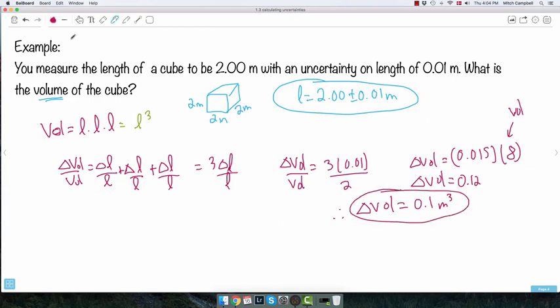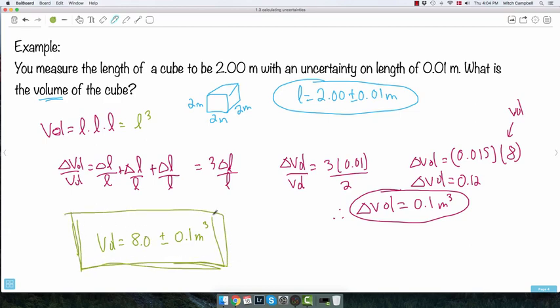So what do I do with that? I have my final answer. Now I'm ready. I can state that the volume is going to equal 8, because that's what L times L times L is, right? 2 times 2 times 2 is 8. And I know how many values after the decimal I'm allowed. Because my uncertainty is 0.1 meters cubed, I'm only allowed one after the decimal, so that means I know to force it to be this. This is your final answer.